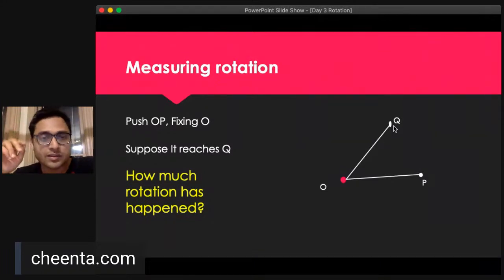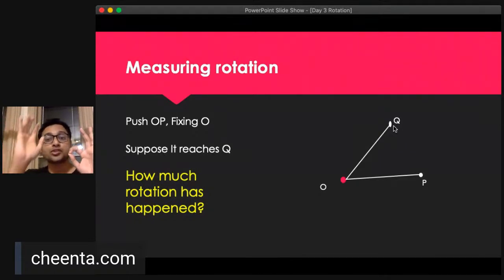Okay, let's continue with this. So how much rotation has happened? That's the real question. Remember, we have to think of ourselves as cave people. We do not know what angles are. We do not know anything else. We just want to know that if we fix O and if we push OP, it has reached OQ, how much rotation has happened. We want to measure it.